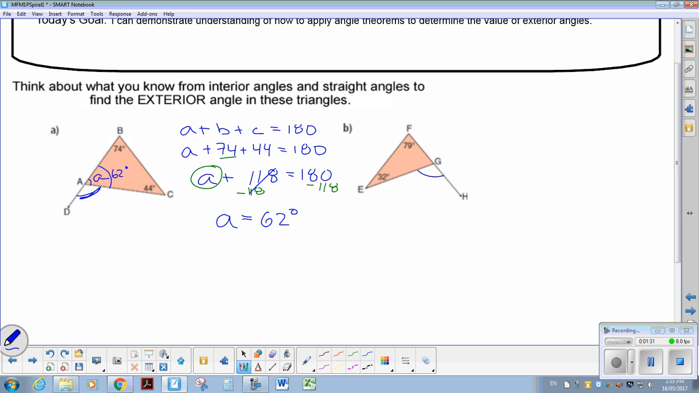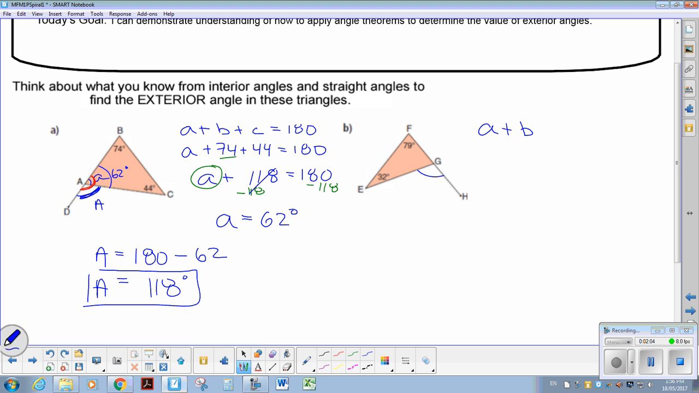We're looking for that exterior angle, so I'll call it capital A for argument's sake. So we know that there is 180 degrees in a line, so capital A is going to equal 180 minus the 62 degrees. So if we do 180 minus 62, we get 118 degrees for the final answer. We can do the same for B part, and then we'll talk about the connection that we can find here.